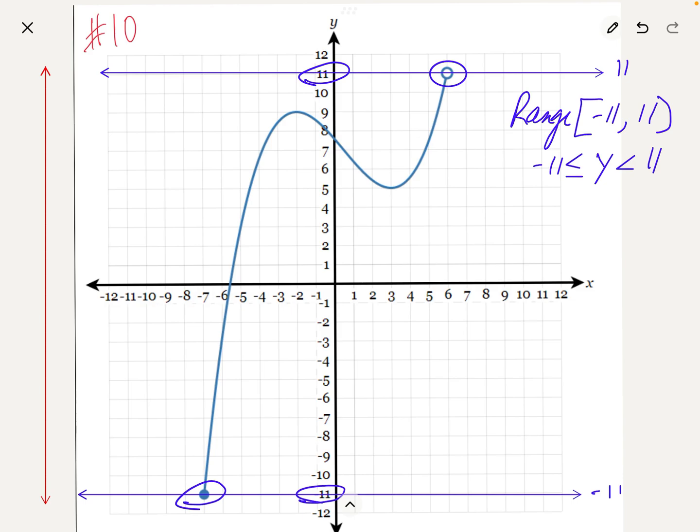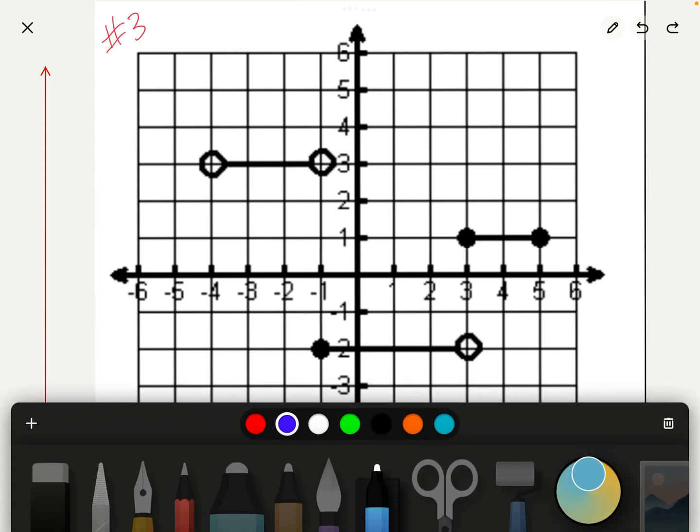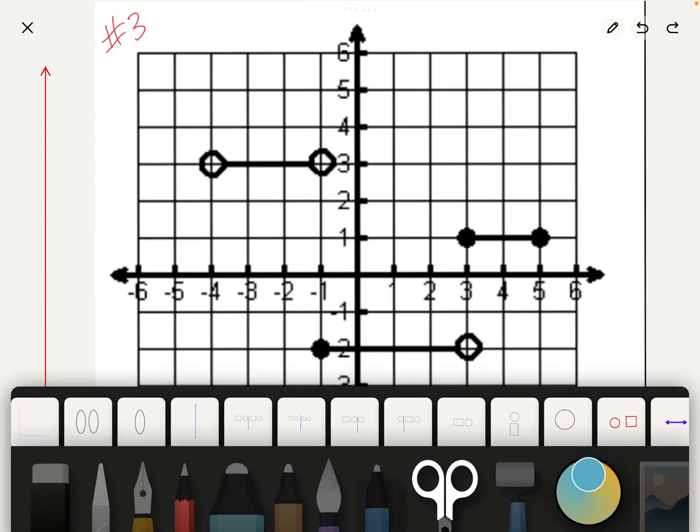Okay, let's go to another one. Now this one is discontinuous. And the reason I know that is I jump from here down to here, and then I jump from here up to here. So this is a discontinuous function. Now, how do I know it's a function? Again, I would use the vertical line test. So let me do that again.